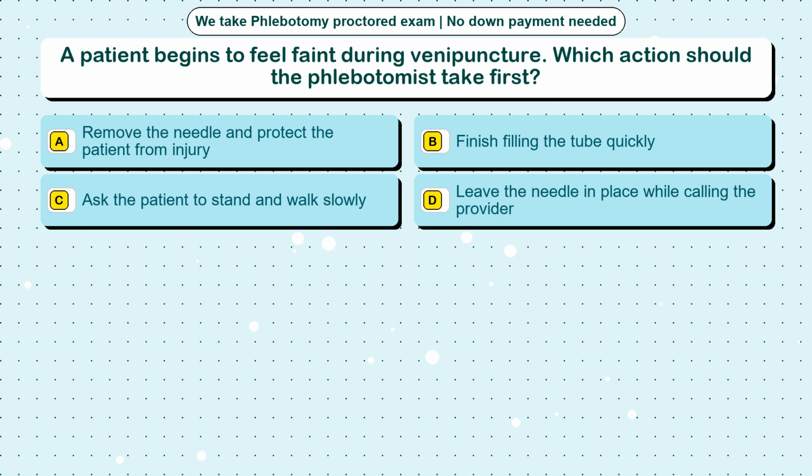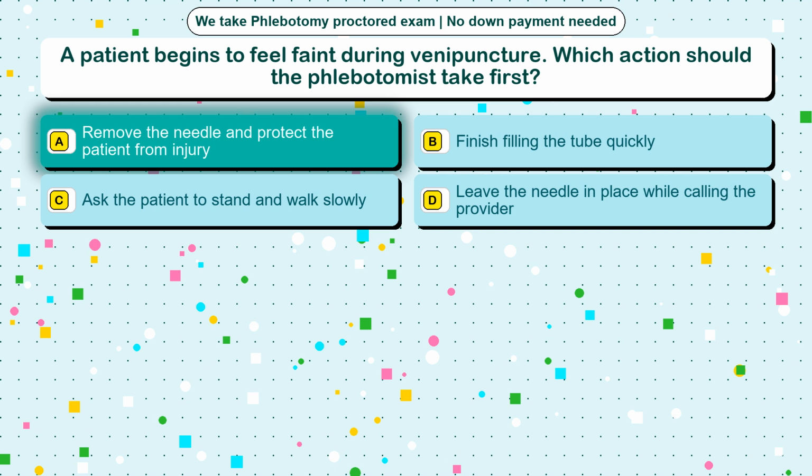Question 74. A patient begins to feel faint during venipuncture. Which action should the phlebotomist take first? Option A. Remove the needle and protect the patient from injury. Option B. Finish filling the tube quickly. Option C. Ask the patient to stand and walk slowly. Option D. Leave the needle in place while calling the provider.